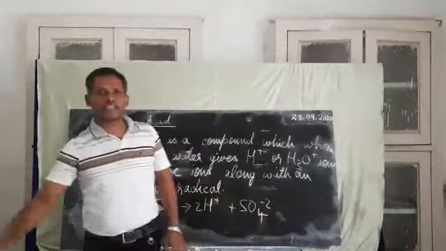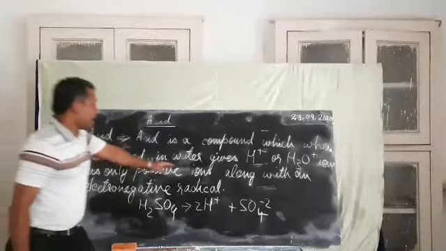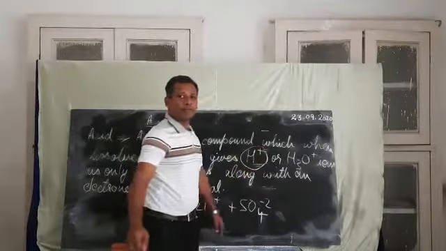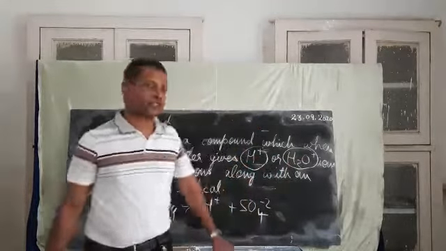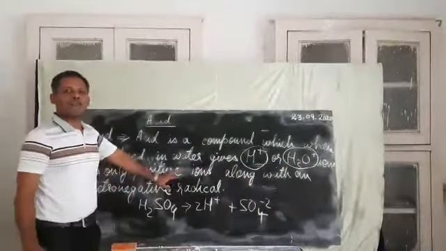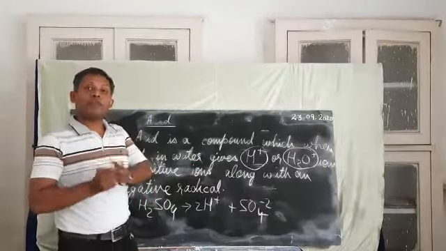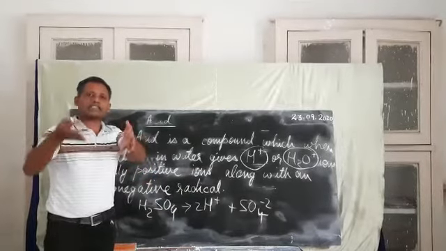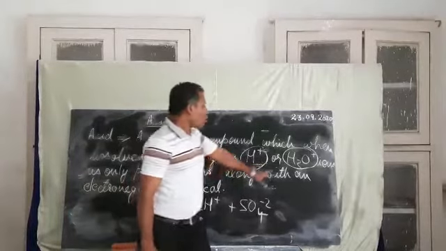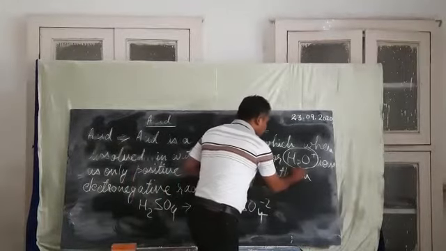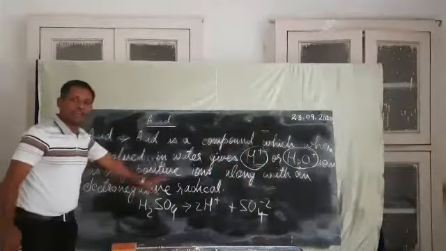So the definition of an acid is a compound which, when dissolved in water, gives H plus ions, or you can also say H3O plus ions, as the only positive ions along with an electronegative radical. So what is an acid? An acid is a compound which when dissolved in water, you take an acid, you dissolve it in water, and what does it give? It gives H plus ions or H3O plus ions as the only positive ions along with an electronegative radical.